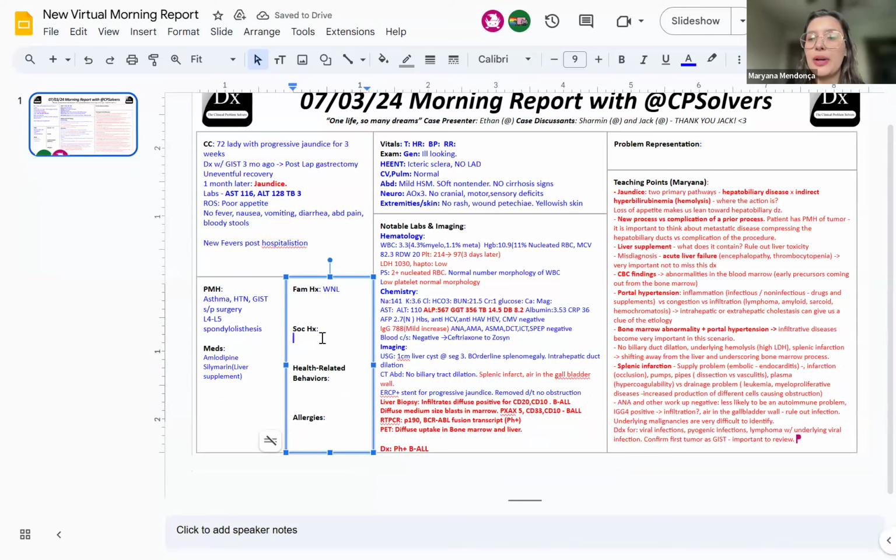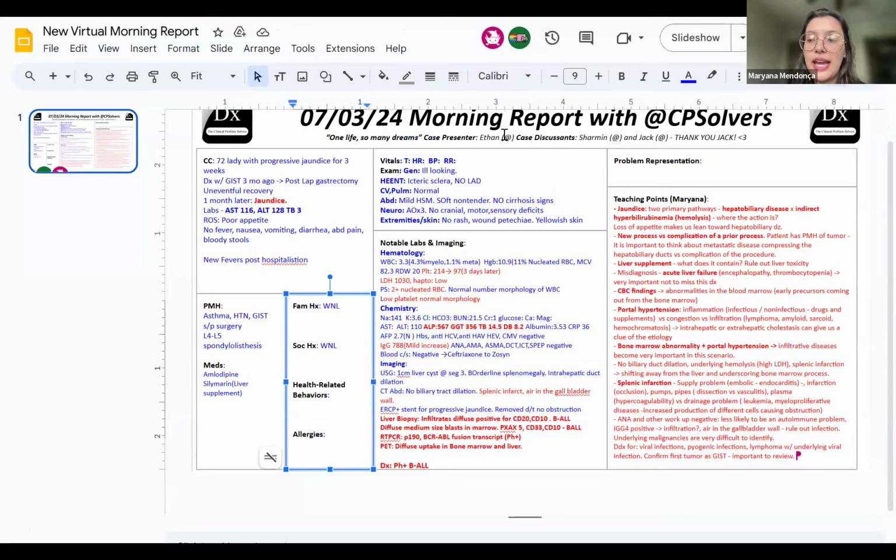In this case, we have to think about inflammation that can be due to infectious or non-infectious causes, such as drugs and supplements. We also have to think about congestion versus infiltration. And for infiltration, we think about lymphoma, amyloid, sarcoid, hemochromatosis. With the imaging, we could see if there is an intrahepatic or extrahepatic cholestasis, and that can give us a clue of the etiology of the portal hypertension. We also discussed bone marrow abnormality associated with portal hypertension, and in this case, it's very important to think about infiltrative disease.